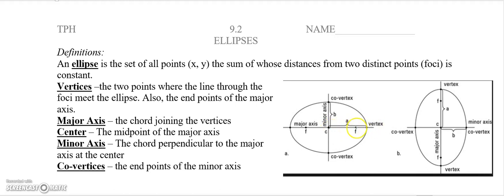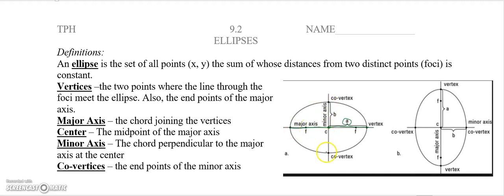So the vertices are these 2 points that are at the end of what's called the major axis. So the major axis is this chord joining the 2 vertices. The center is the midway point between the 2 vertices, and the distance from the center to the vertex is what we call A. So from the center to the other vertex is also called A.